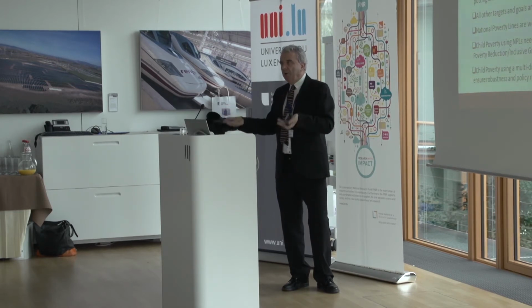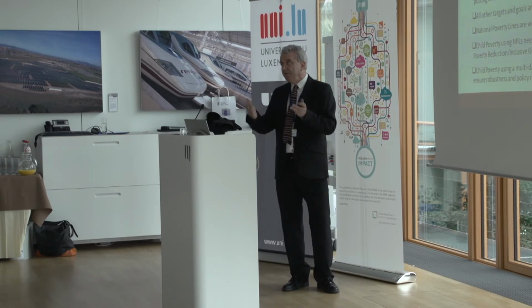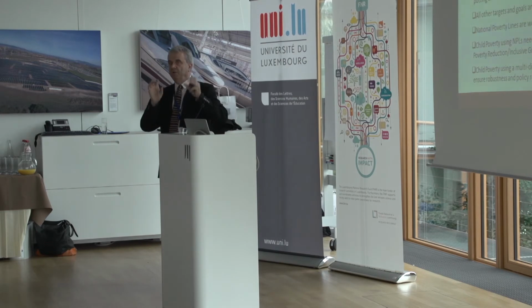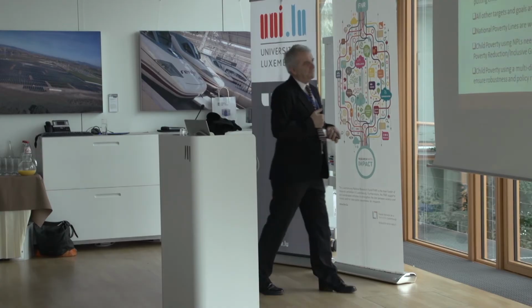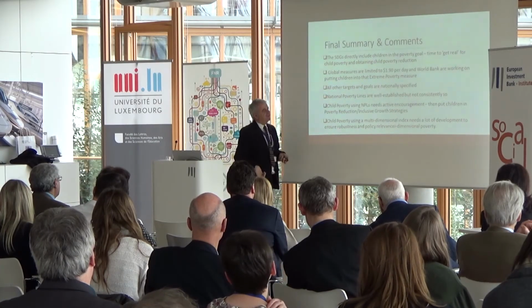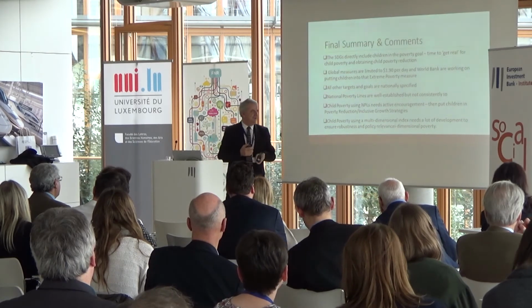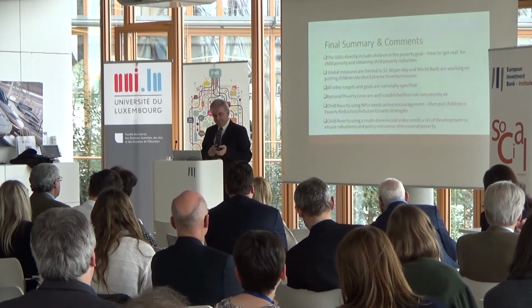Improving female employment rates probably has the biggest single effect on child poverty rates. Improving female employment rates is part of a national anti-poverty reduction strategy. You need other things. You need children to be in school. You need children to have good nutrition. But improving maternal employment rates will help hugely. And child poverty using a multidimensional index needs a lot of thinking and development to ensure both robustness and policy relevance in multidimensional poverty.